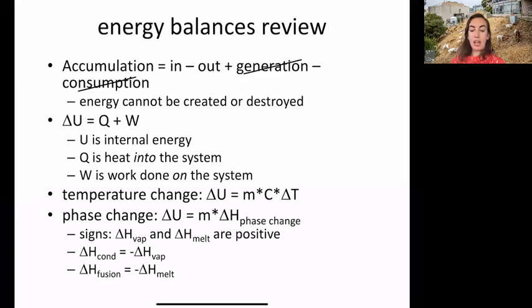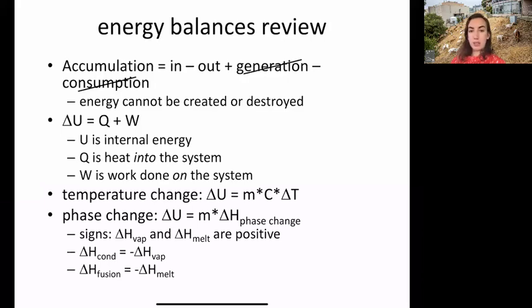And then if we have a phase change, delta U equals the mass of stuff that undergoes that phase change times the delta H of the phase change. And that delta H is something that you're going to be given or going to have to look up in a table. So the delta H of vaporization and the delta H of melting are positive.